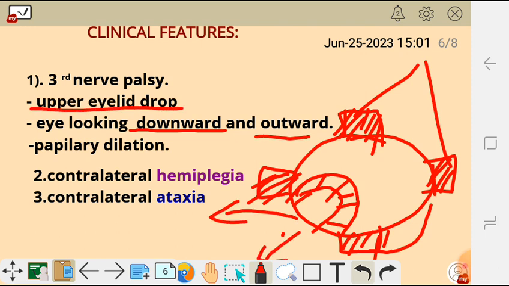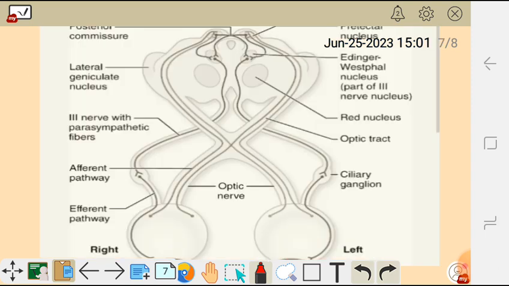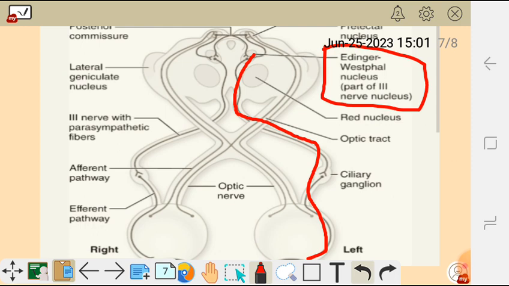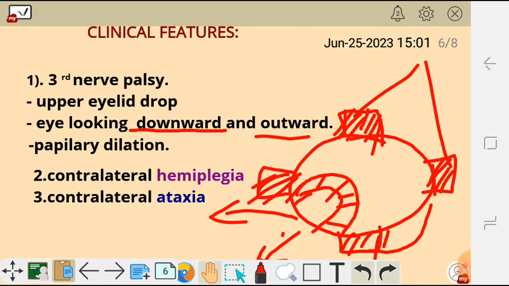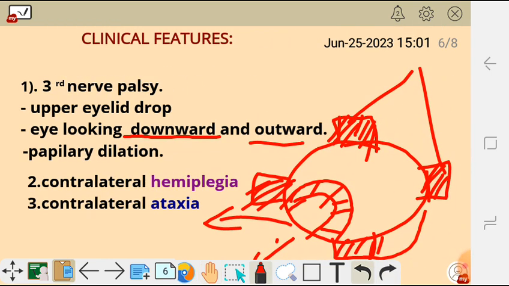Then from there, the upper eyelid drop. The upper eyelid is innervated by the Edinger-Westphal fibers. Those fibers move from there and innervate the pupillary muscles, and they are also going to innervate the muscle of the upper eyelid. That's why we have the upper eyelid drop here. Then we also have pupillary dilation. Why? Because the Edinger-Westphal fibers are also involved.